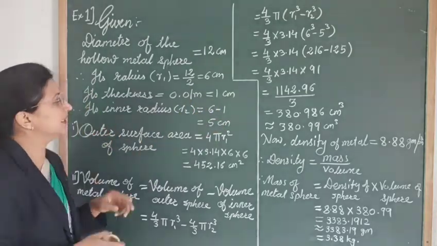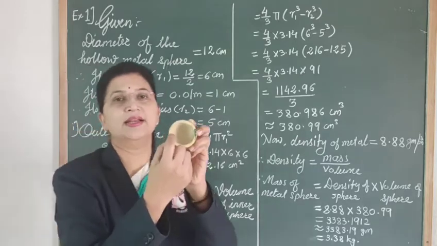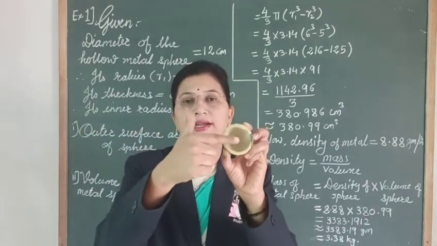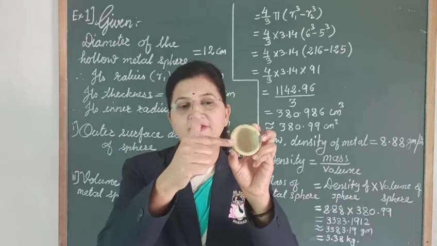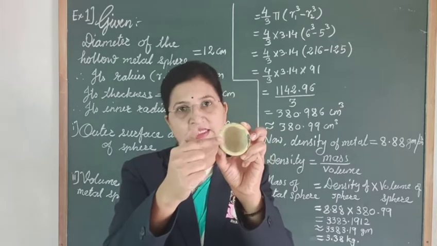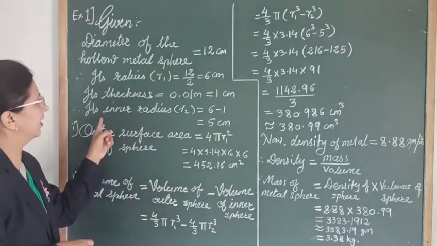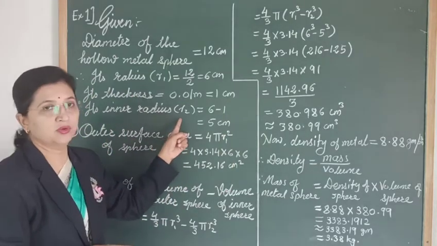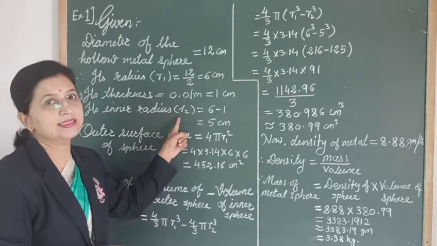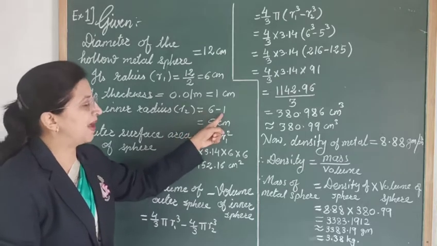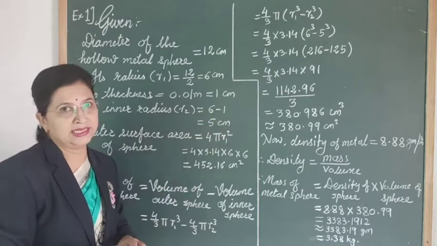Okay. Then the inner radius. To get the inner radius, this outer radius is 6 centimeter. From that, if we remove this thickness, we'll get the inner radius. So inner radius, let's consider it as r2, is equal to 6 minus 1, that is 5 centimeter.